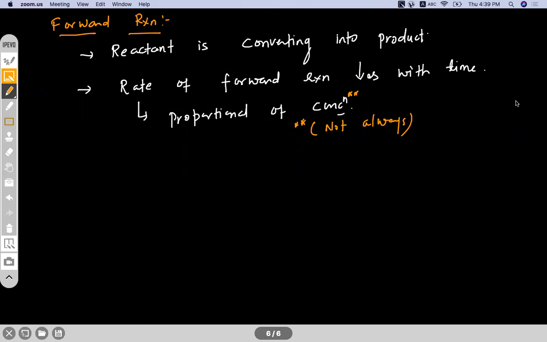Usually what happens, since the reactant is converting into product, the concentration of reactant decreases, hence the rate of forward reaction also decreases. So could you tell me at what point the rate of forward reaction is maximum? Yes, the initial point, the beginning of the reaction, where the reaction is about to start. Very good. There the rate of the forward reaction is maximum.